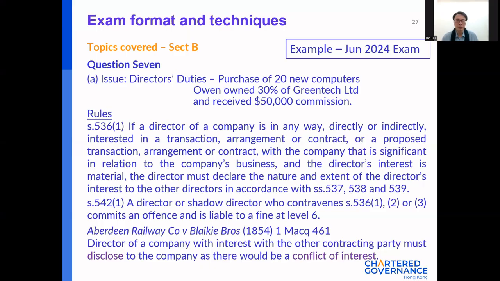Also, the court case I believe is relevant will be Aberdeen Railway. A director of a company with an interest in the other contracting party must disclose to the company, as there would be a conflict of interest. Imagine I am representing my company in a contract to buy some goods from another company. If I have some interest in that other company as well, automatically there will be a conflict of interest. Because when I'm doing the negotiation, am I negotiating on behalf of my company or on behalf of the other company? That would clearly be a conflict of interest.